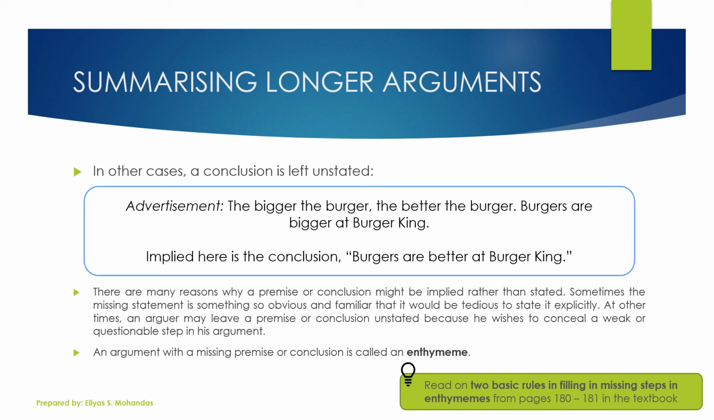Now, there are many reasons why a premise or a conclusion might be implied rather than stated. Sometimes the missing statement is something so obvious and familiar that it would be tedious to state it explicitly, like in the burger example just now. At other times, an arguer may leave a premise or a conclusion unstated because he wishes to conceal a weak or questionable step in his argument. It's like a camouflage. In order to ensure the winning of the argument, some of the premises or perhaps the conclusion is not stated.